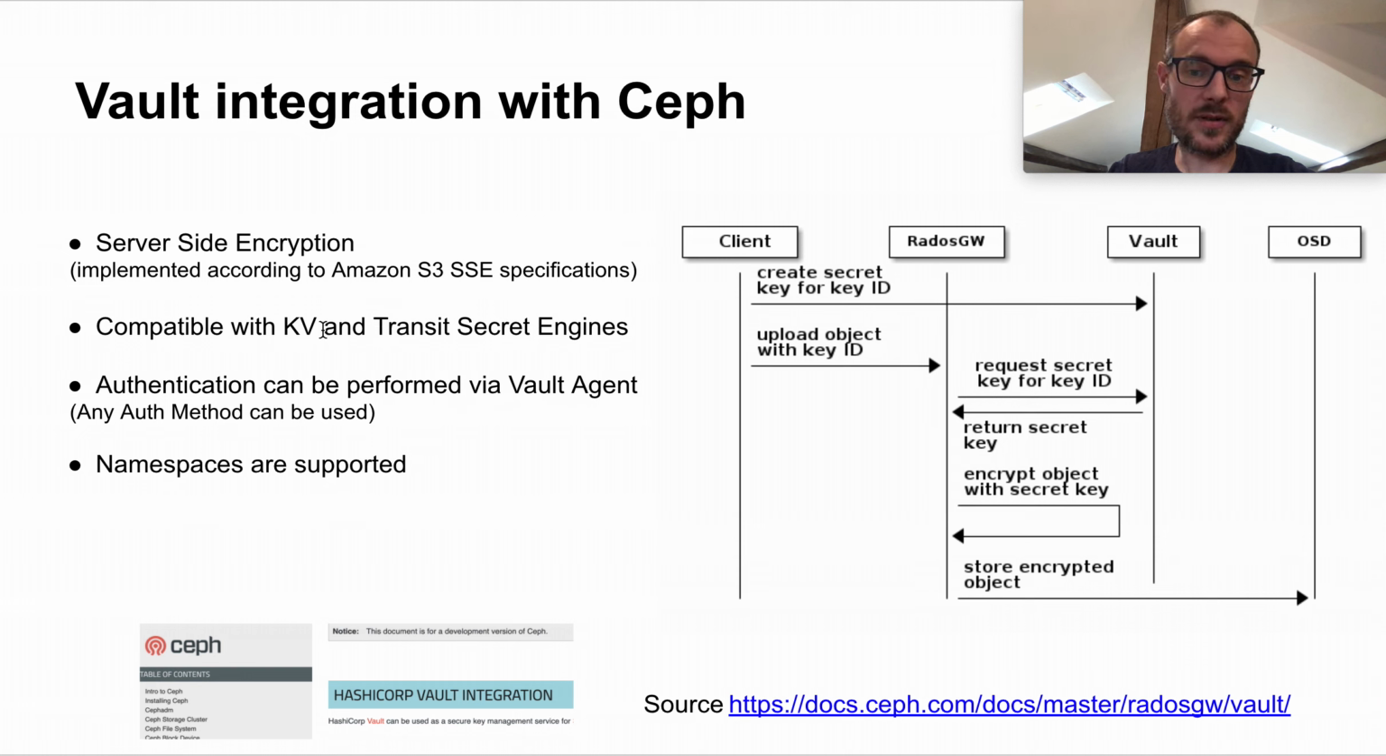So we can make use of the KV secret engine. And today in this demo, we are going to use the Transit secret engine. Authentication can be performed thanks to the Vault agent. And we can also make use of namespaces if required.